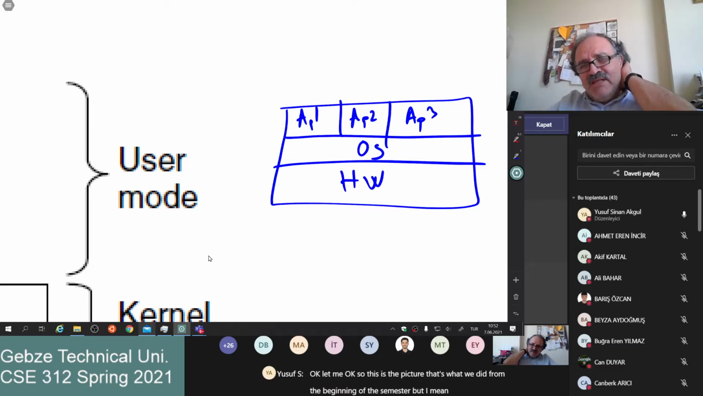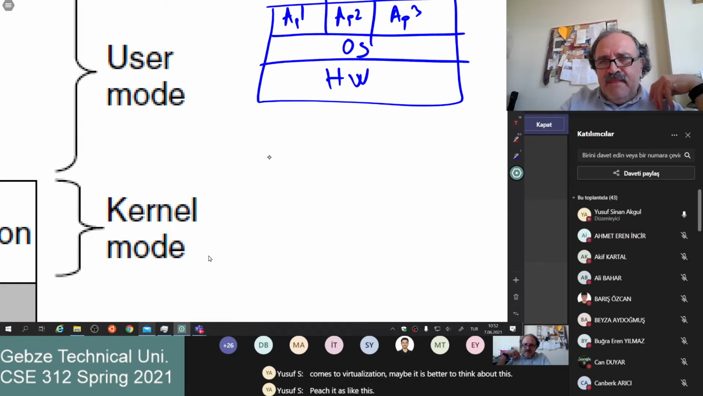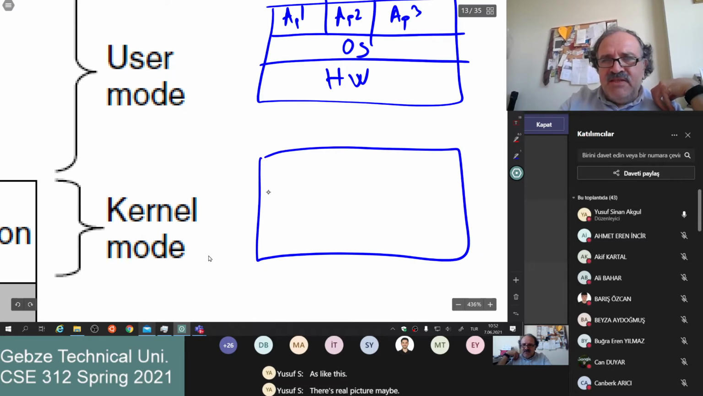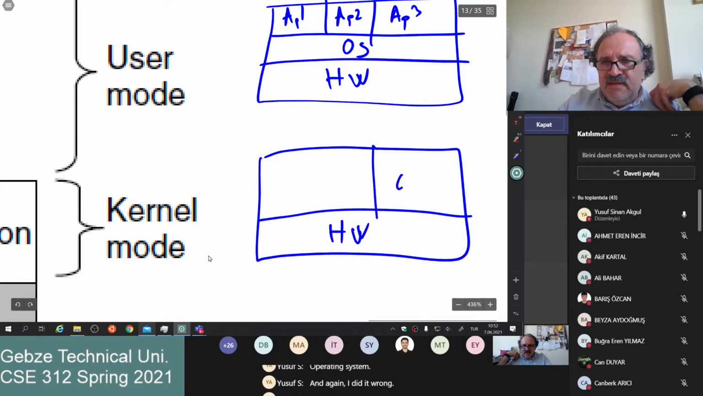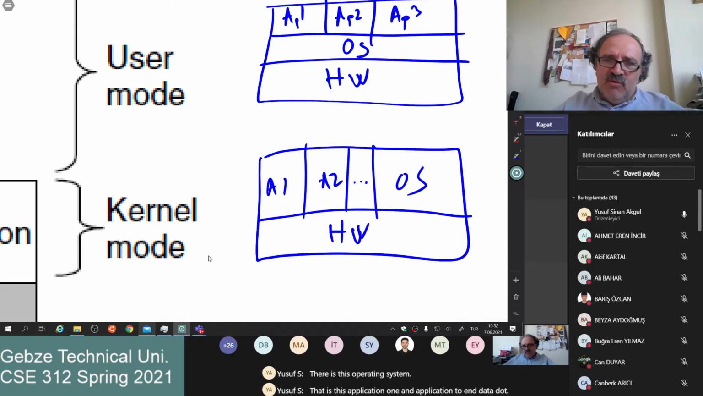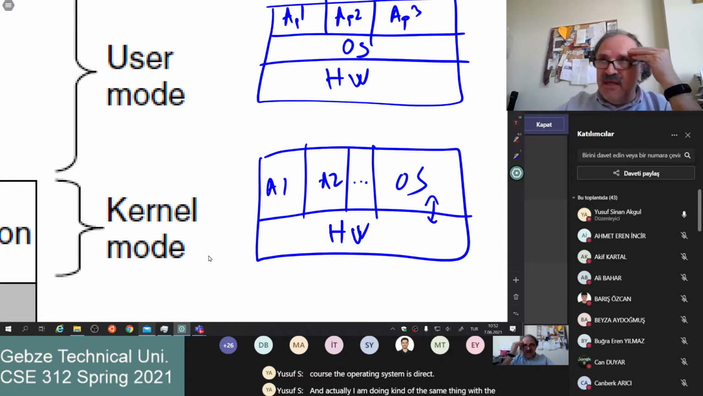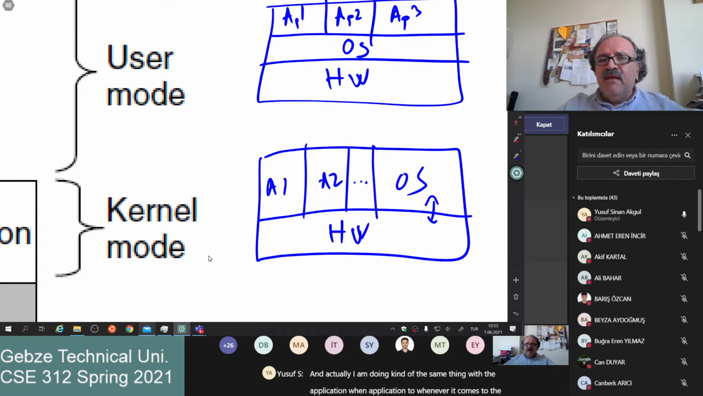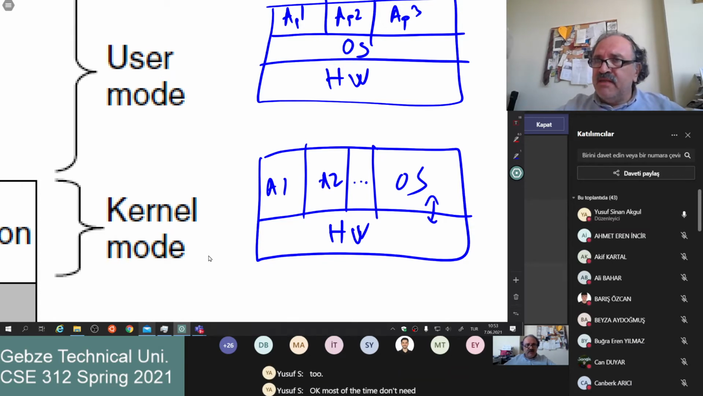But when it comes to virtualization, maybe it is better to think about this picture differently. The real picture may be just this hardware, and there is this operating system, and application 1 and application 2 and so on. The communication between the hardware and the operating system is direct. And I am doing kind of the same thing with application 1 and application 2 when it comes to the execution of instructions. Application 1 and application 2 most of the time don't need any operating system intervention.